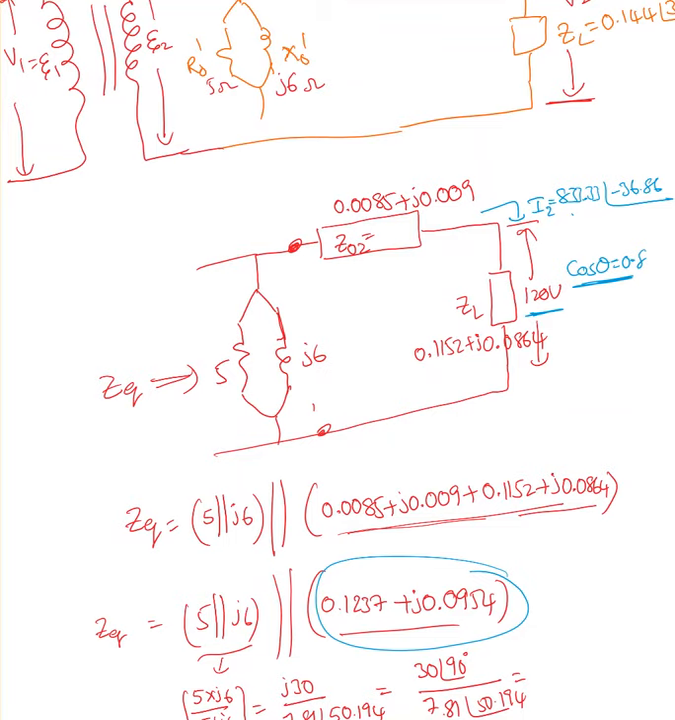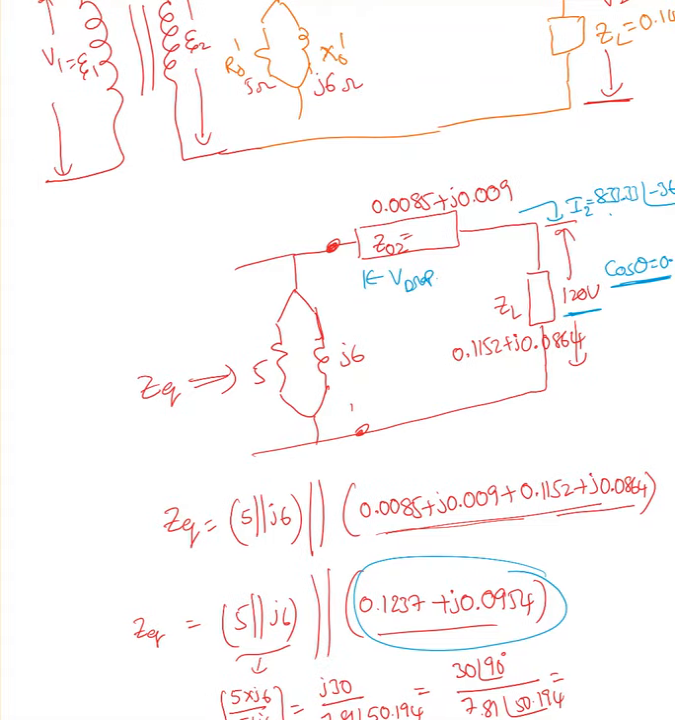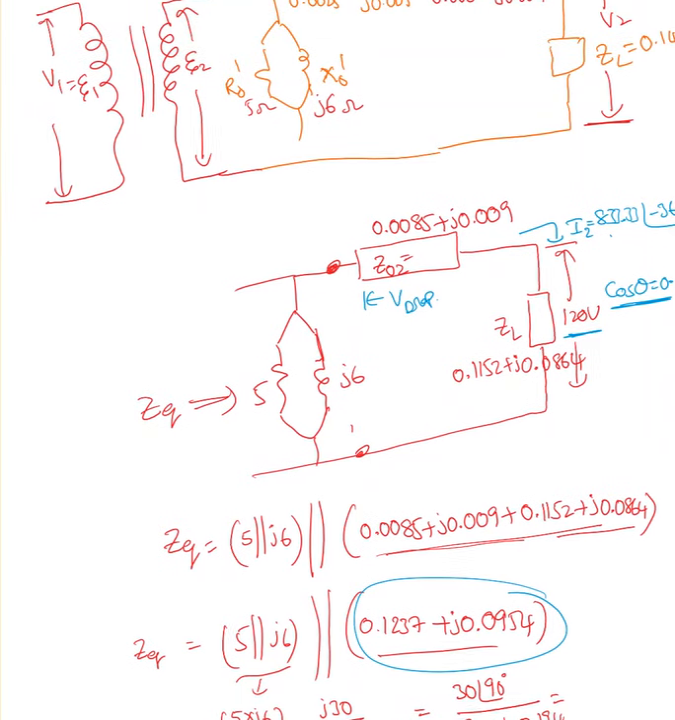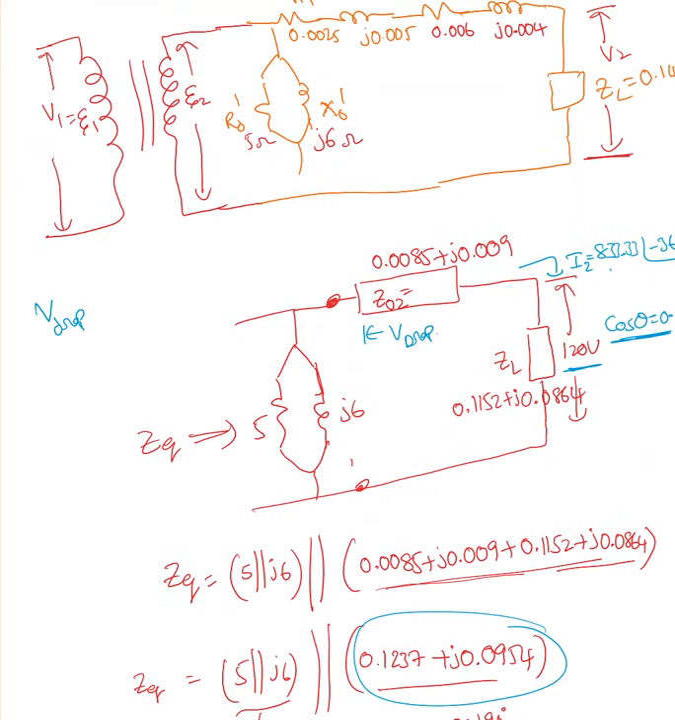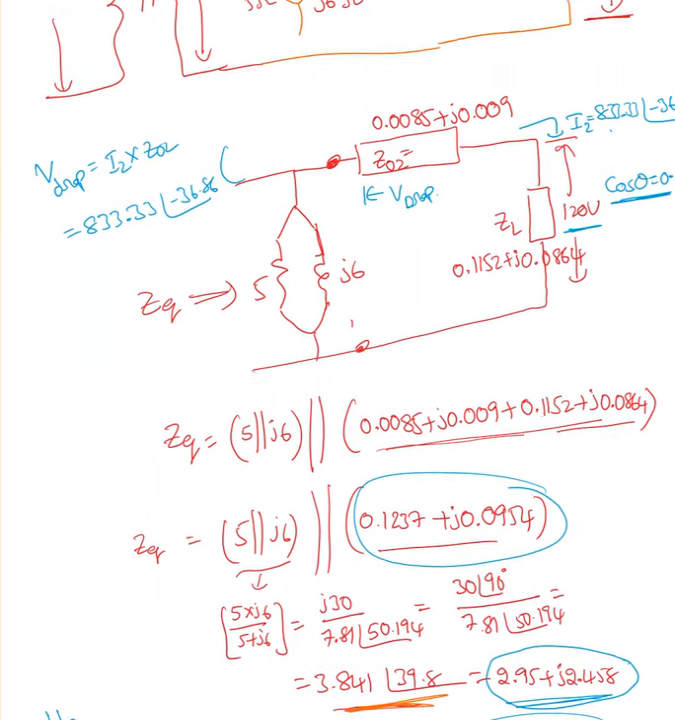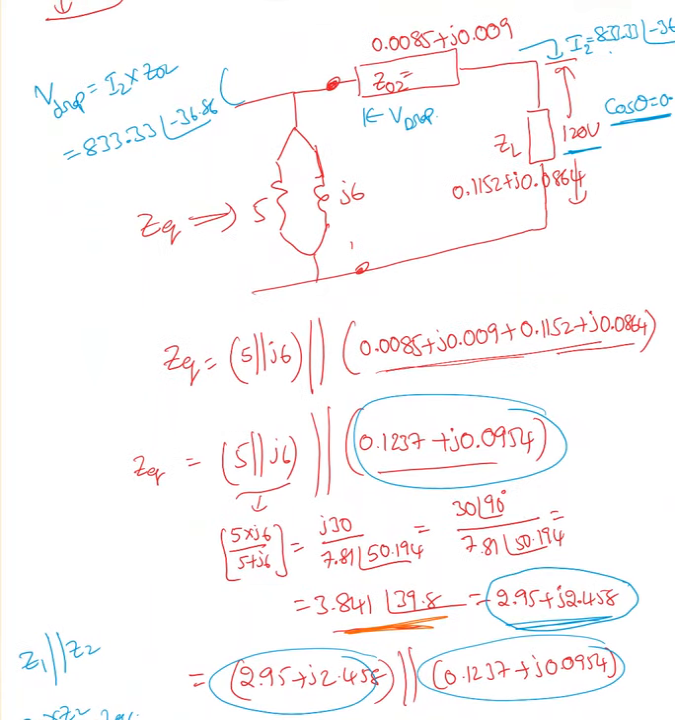Okay. Now from this I can find the voltage drop here. Okay, so I'll find the voltage drop. V drop equal to same I2 times Z02. Okay, I2 I have 833.33 at an angle of minus 36.86, and Z02 is 0.0085 plus j0.009. Let me see.